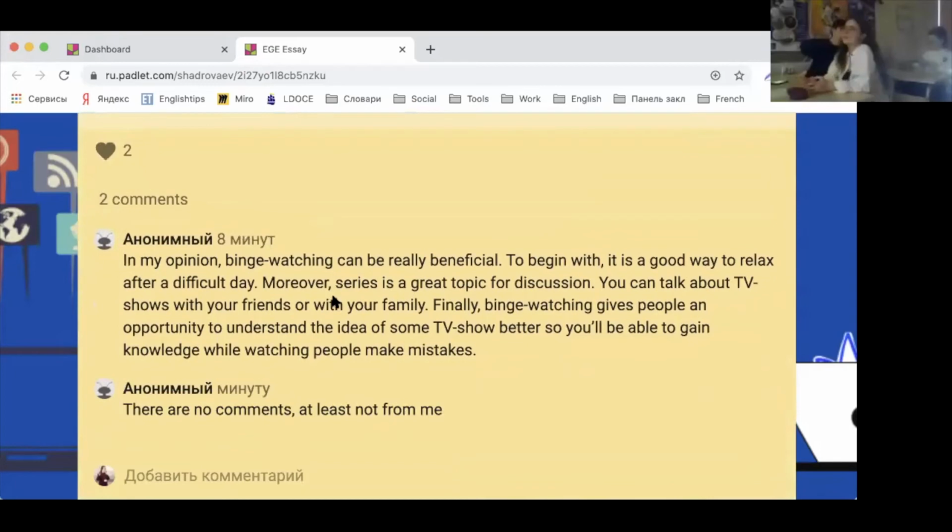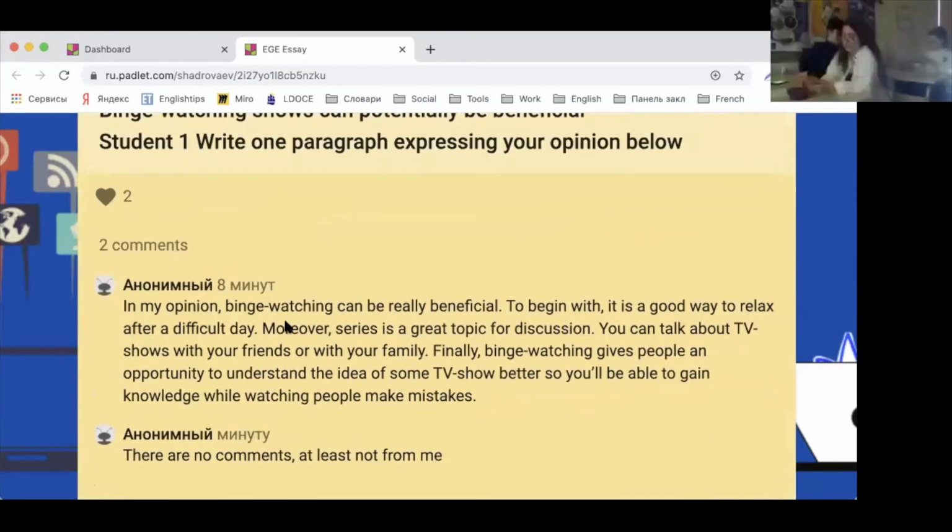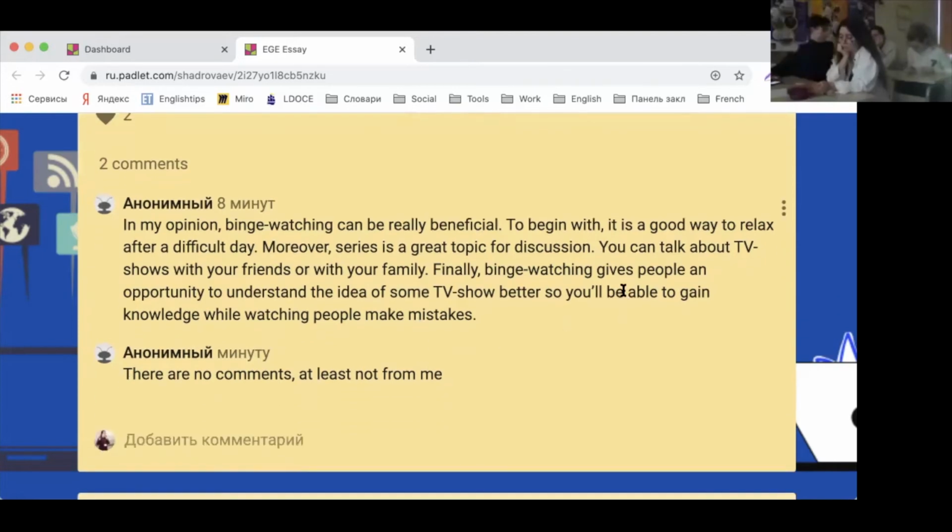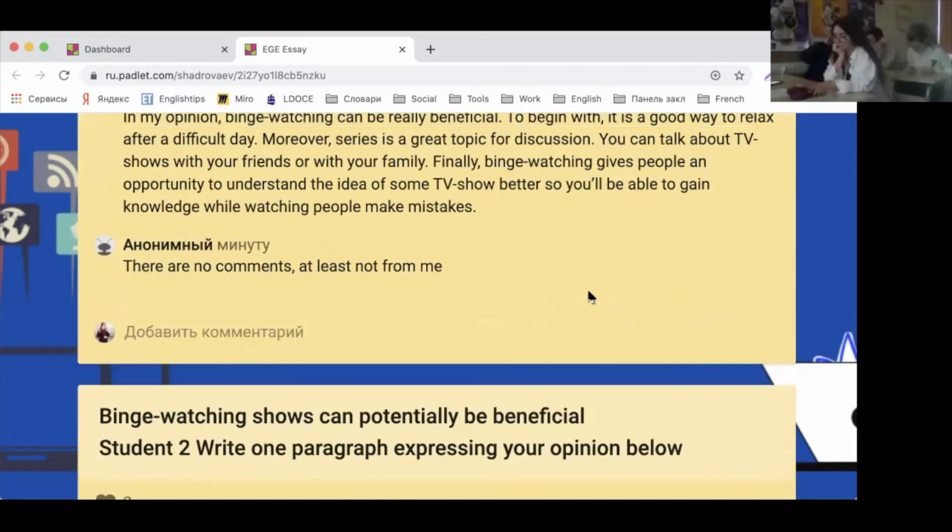So what we need is an idea to be clearly expressed, which we have. Binge watching can be really beneficial, fantastic. Plus, that's what experts do. Then we have a few arguments. To begin with, it's a good way to relax, fantastic, after a difficult day. Serious is a great topic for discussion. That's a nice idea. It can be better developed, but it's fine here. You can talk about TV shows with your friends, with your family. It's a topic for discussion. And we've got the third reason, finally, binge watching gives people an opportunity to understand the idea of some TV show better. So the only thing that probably needs to be corrected is this one.